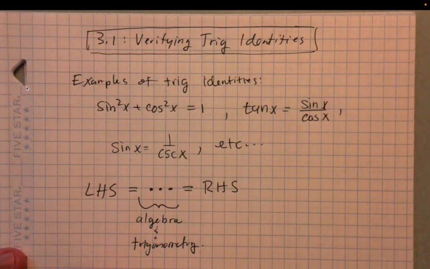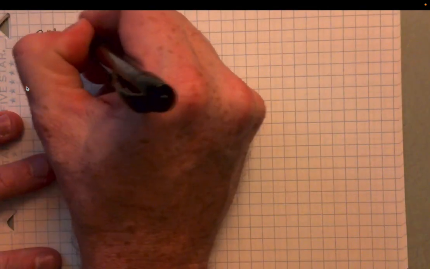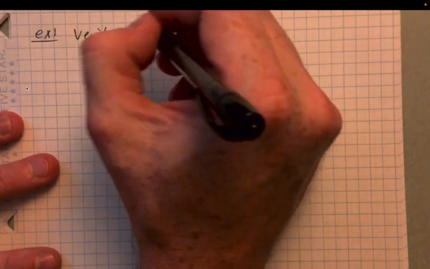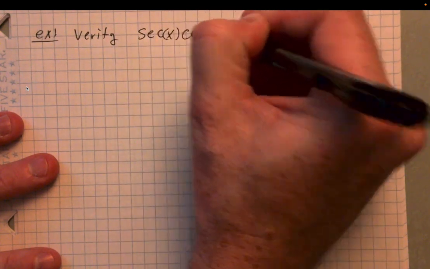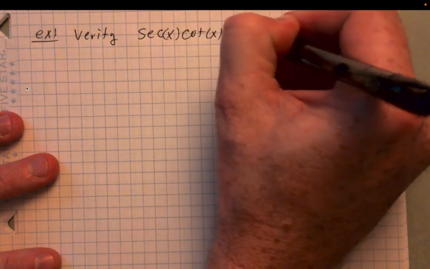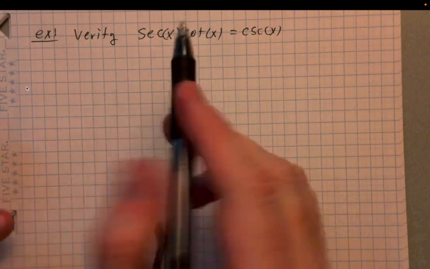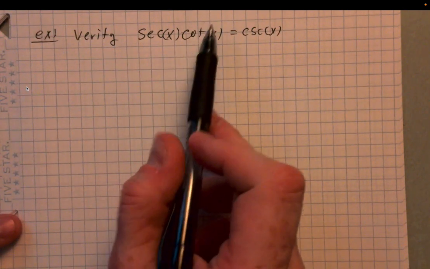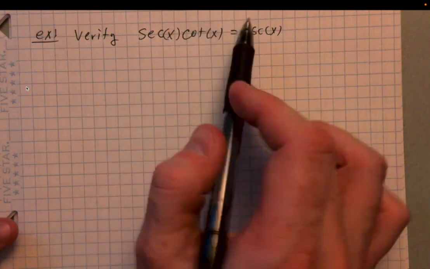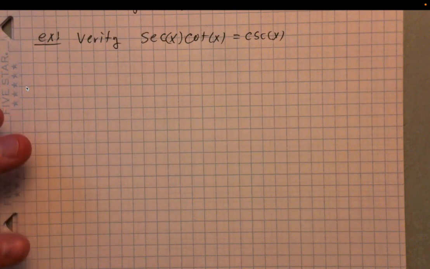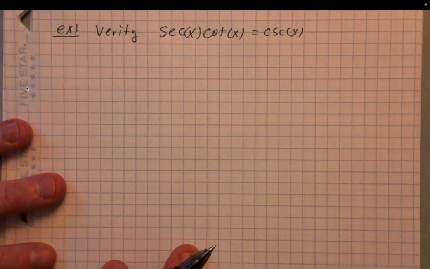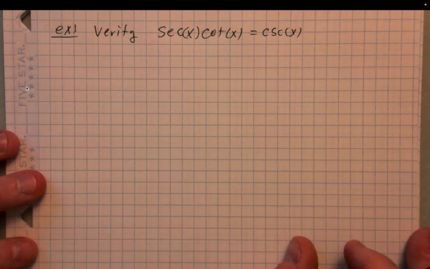Okay, let's see a simple example, something to ease us into this whole idea. So let's verify that the secant of x times the cotangent of x is equal to the cosecant of x. I've got a secant and a cotangent, I multiply those together, and that product is equal to the cosecant. So let's verify it. In this example, we're going to convert the trig functions to sine and/or cosine.